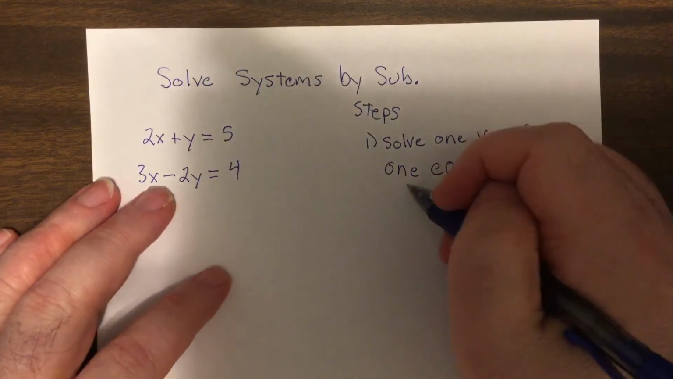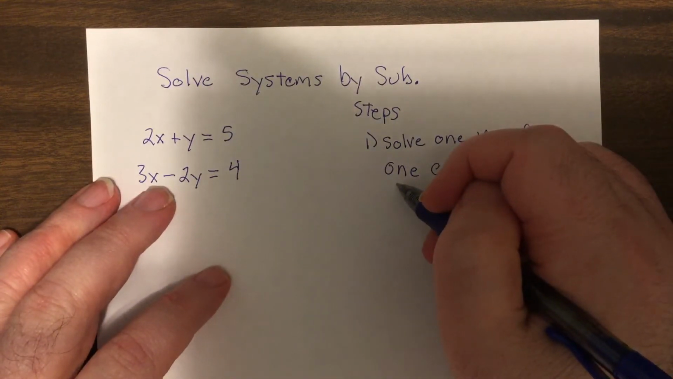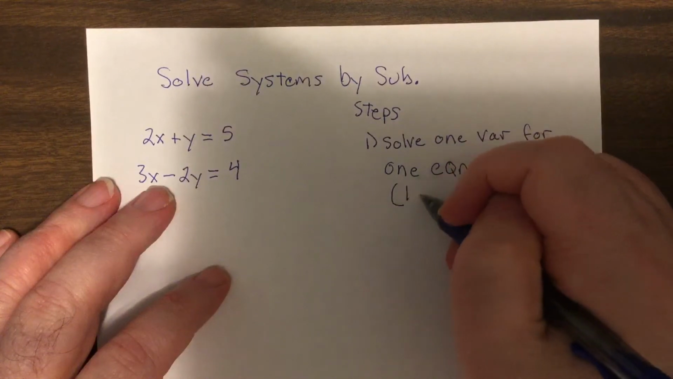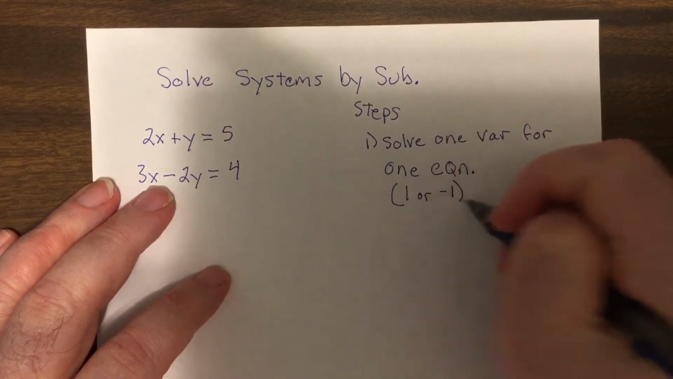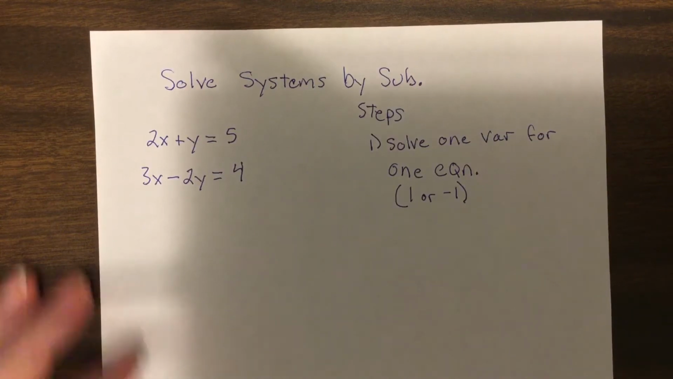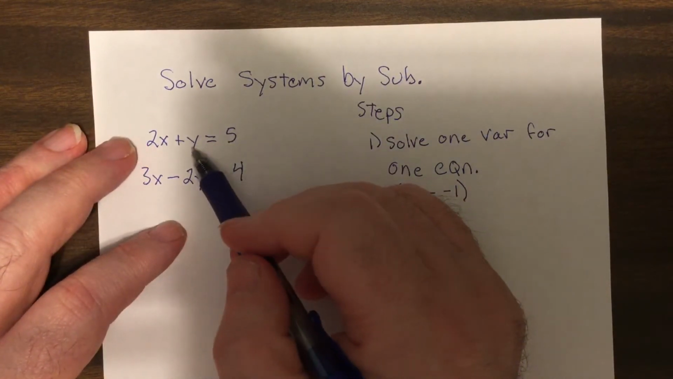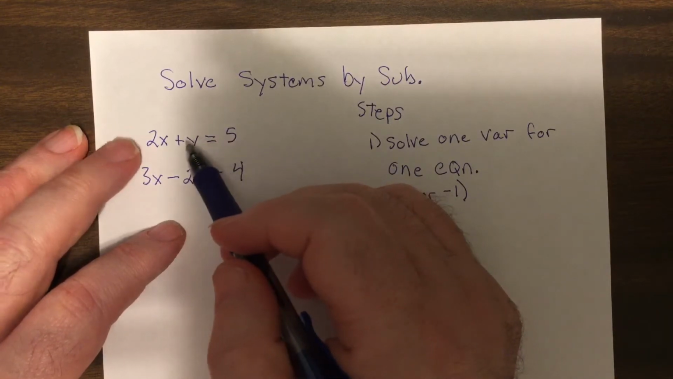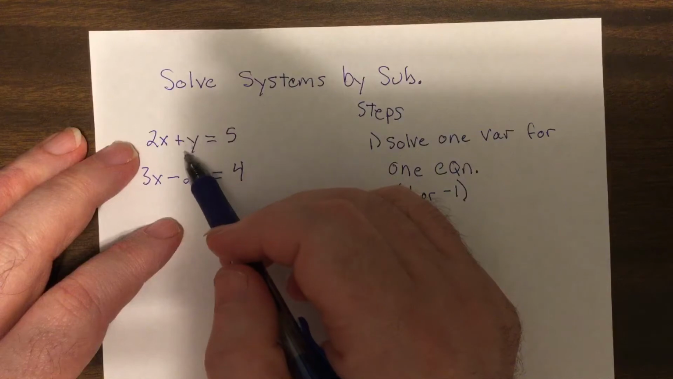The first step is to solve one variable for one equation. Now, it's easier to solve an equation for the variable that has a 1 or -1 coefficient. Then you don't have to worry about fractions. So this equation has one variable with no coefficient other than 1 or -1.